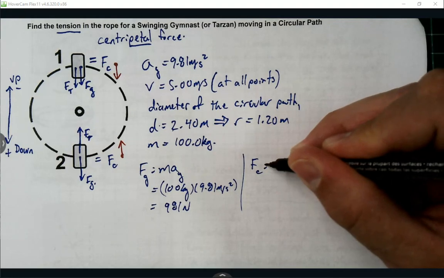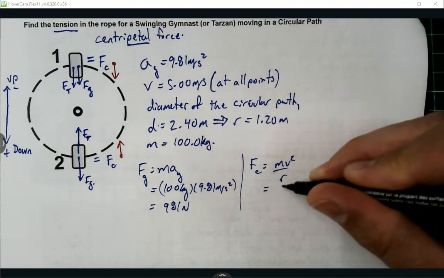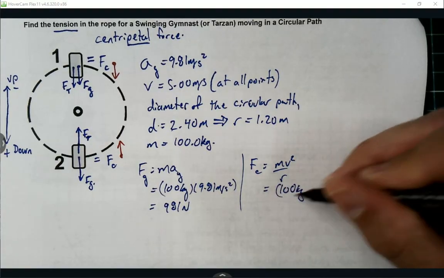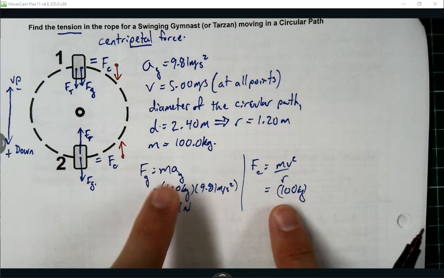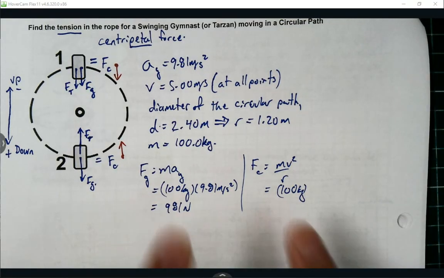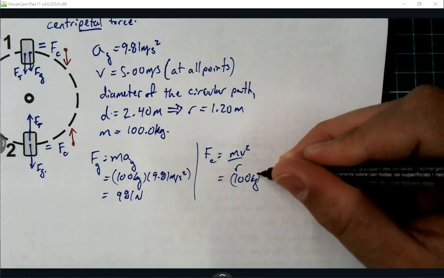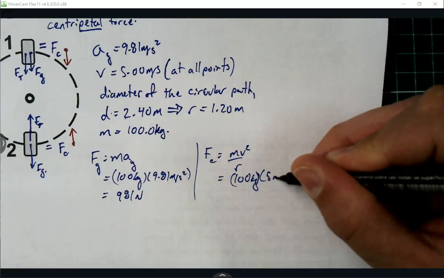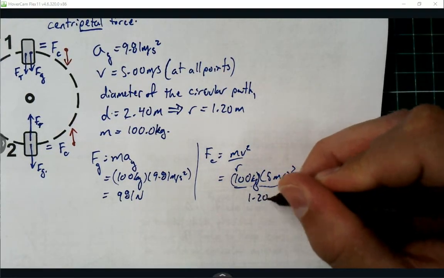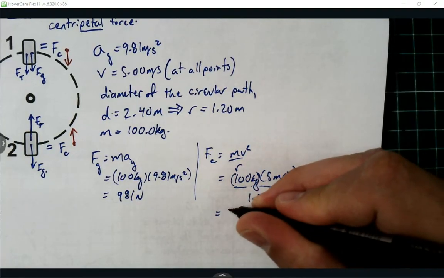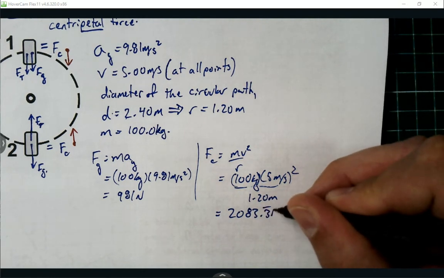The Fc, I've got enough information to calculate this, would be mv squared over r. And so we've got our 100 kilograms. People that are generalized equation people, you'll notice that if you try it the generalized equation way, these masses will probably cancel out for you. But I'm doing it the piecewise way to support these different kinds of thinkers. 100 kilograms times 5 meters per second squared divided by 1.20 meter radius. And I'm going to jump straight to the answer on this one. It's 2,083.3 repeating newtons.